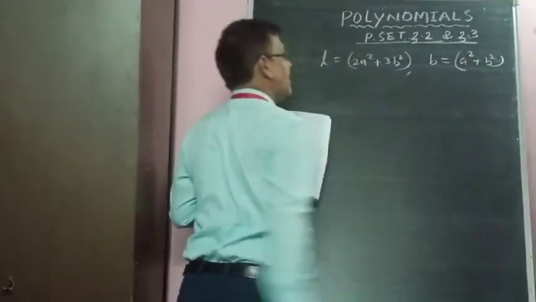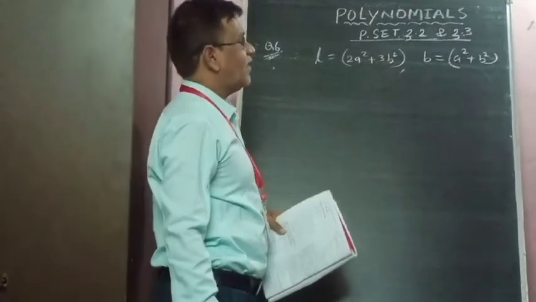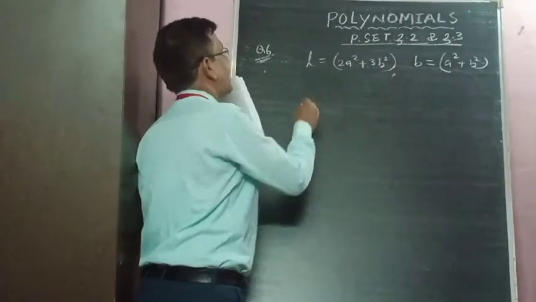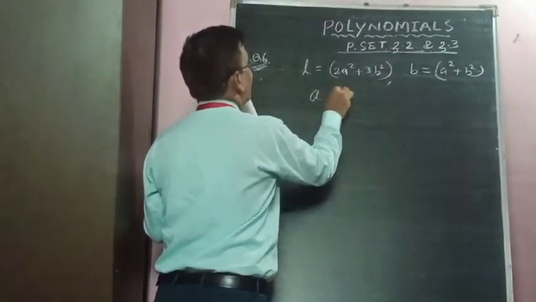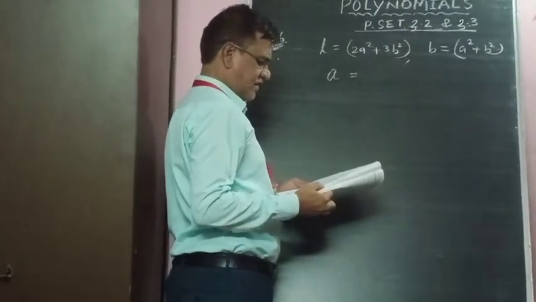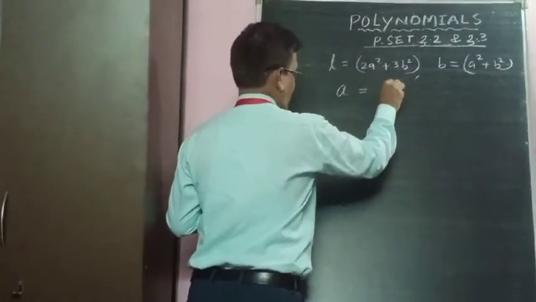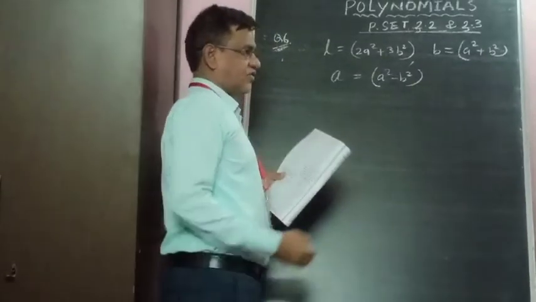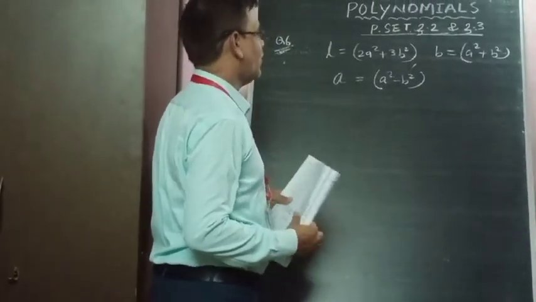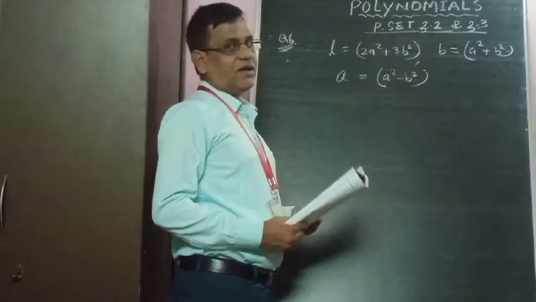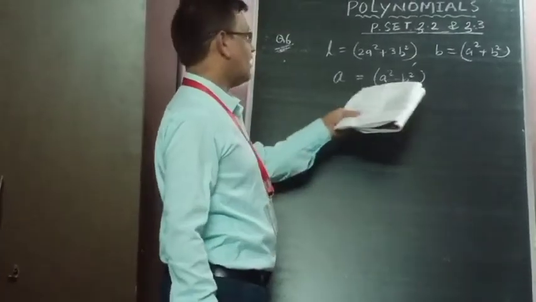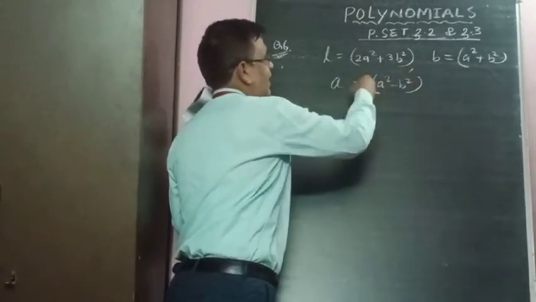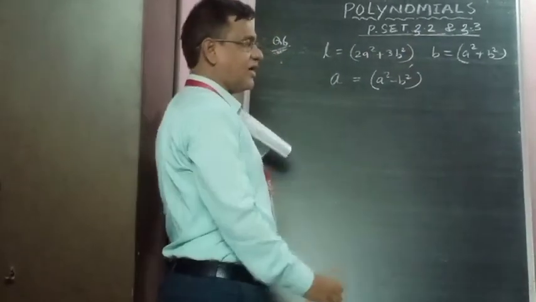Okay, and in this rectangular farm, a farmer built a square-shaped house, and the side of the square-shaped house is given: a square minus b square. This is the side of the square-shaped house. Now you have to find the remaining area of the farm when this house is built there. So when we subtract this area from the total area, you get the remaining area.